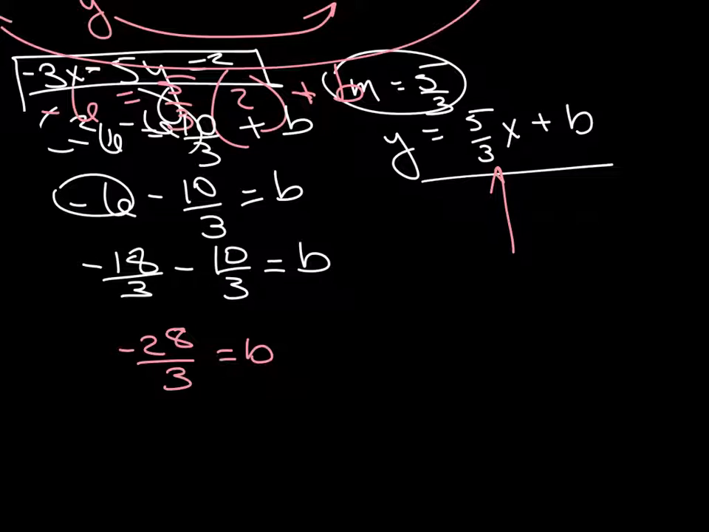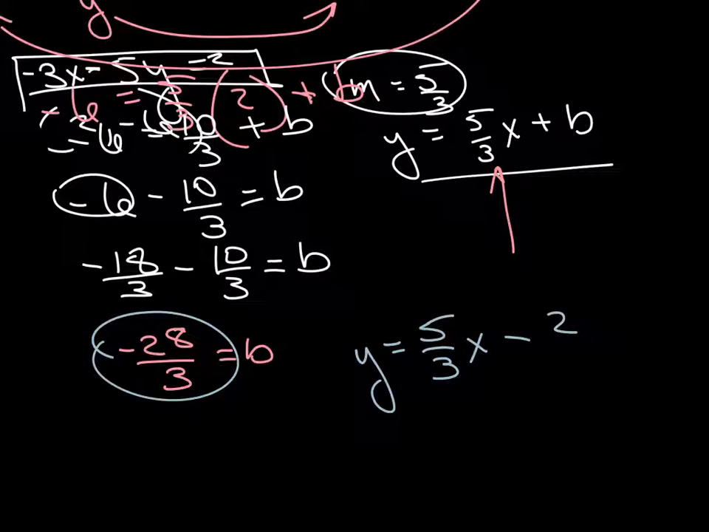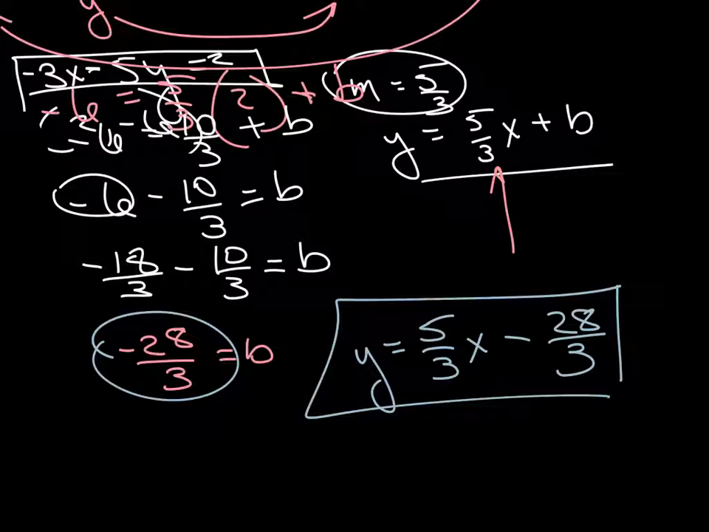So I'm going to write it in blue here. y equals 5/3 x minus 28/3. There's my equation in slope-intercept form. Okay, so not too bad. The book tends to do it a different way. Notice what I did. Let's see if I can go back here.